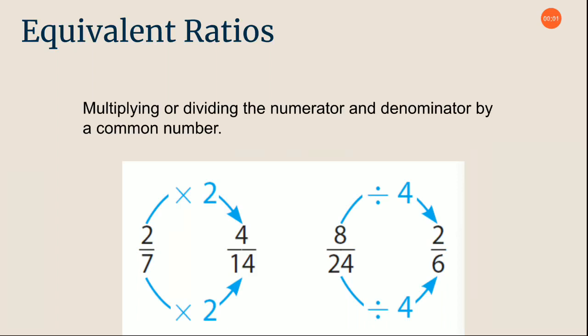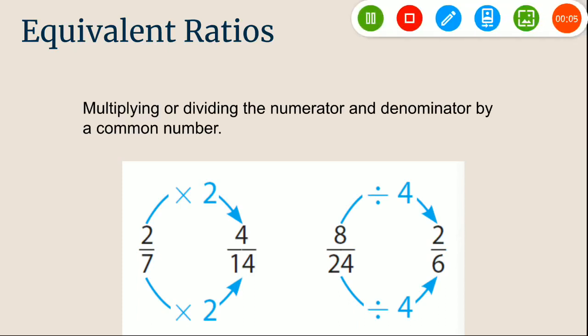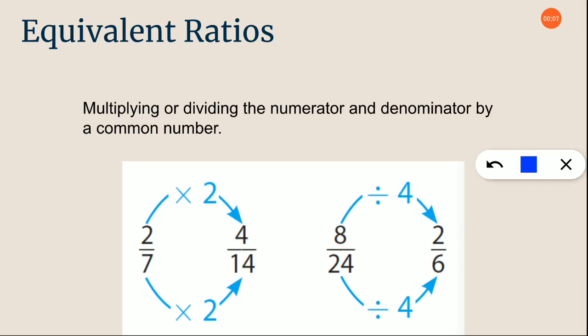Now look at the next example. 8/24 is given. Now I am going to cancel this using 4 tables. So 4 2s are 8 and 4 6s are 24. So the equivalent fraction is 2/6. 2/6 and 8/24 have the same value, but just the numbers are different. This is how equivalent ratio works.